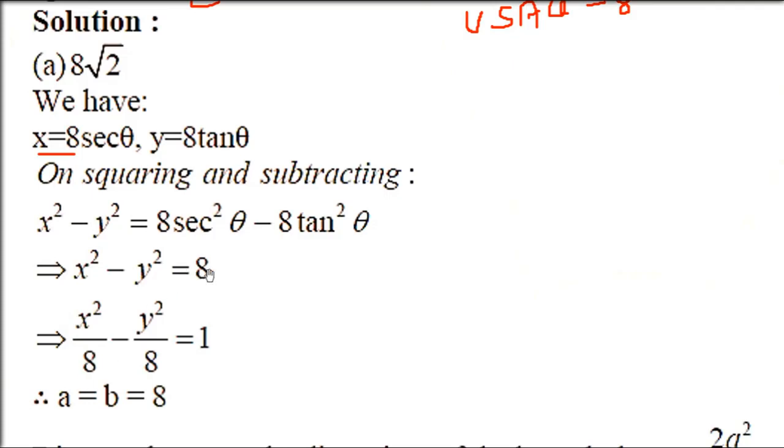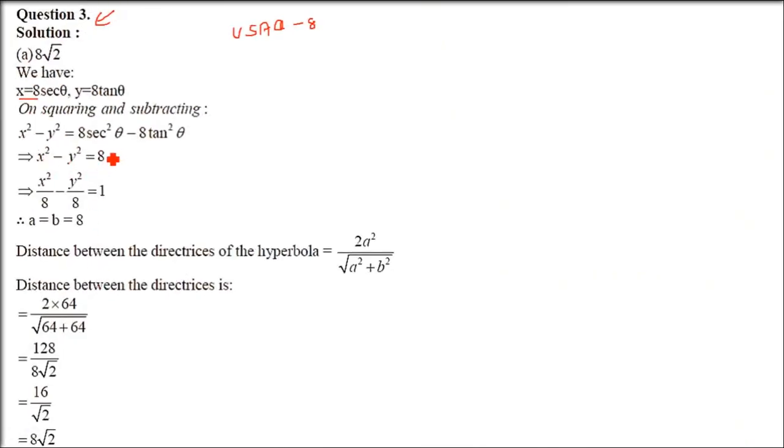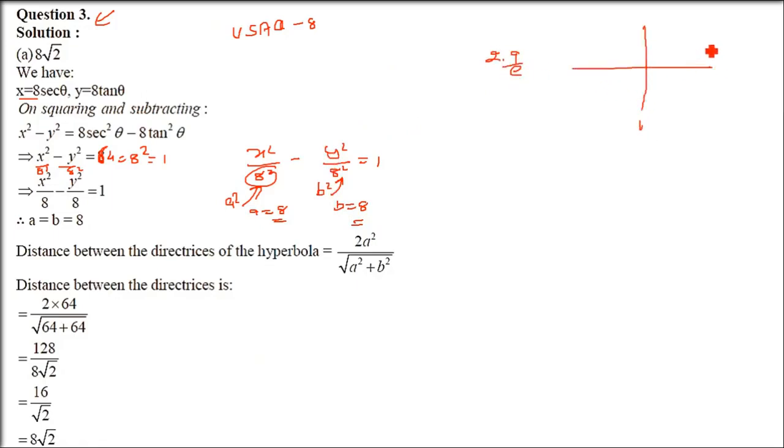So you have x square by this. Let me just do it as 8 square, 64. So just divide both sides by 64. You get x square by 8 square minus y square by 8 square equals 1. This 8 square is a square, so a is 8. b square is also 8 square, so b is 8. Now the directrix, the distance between them, see, is 2a by e. I told you how to do this, right?